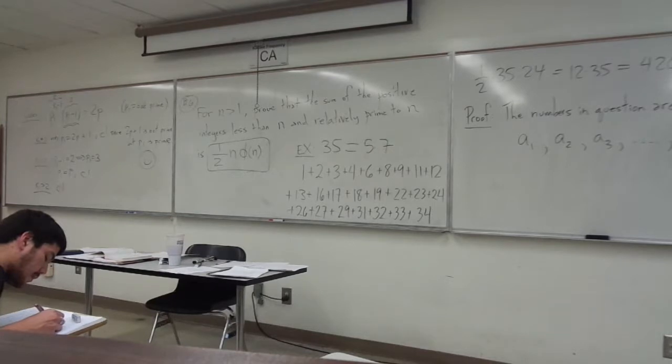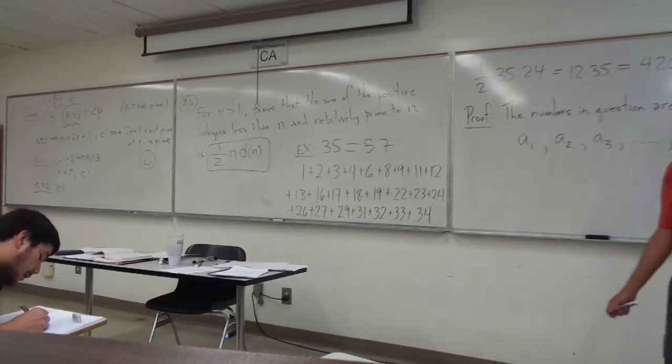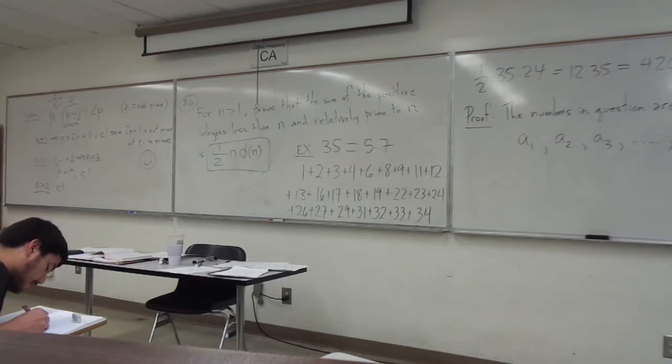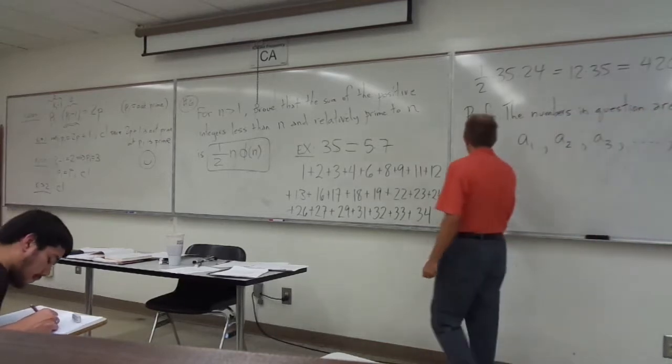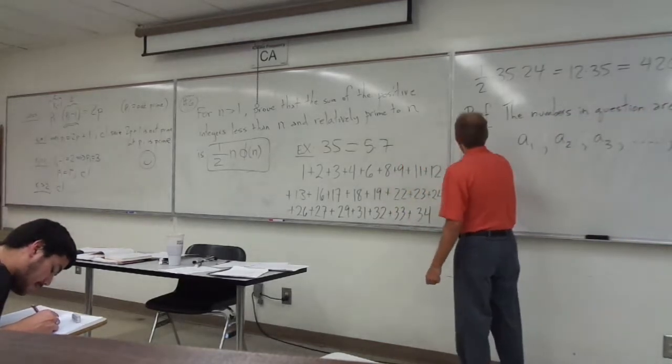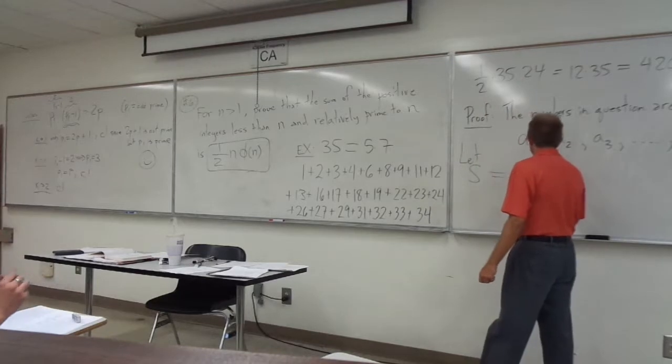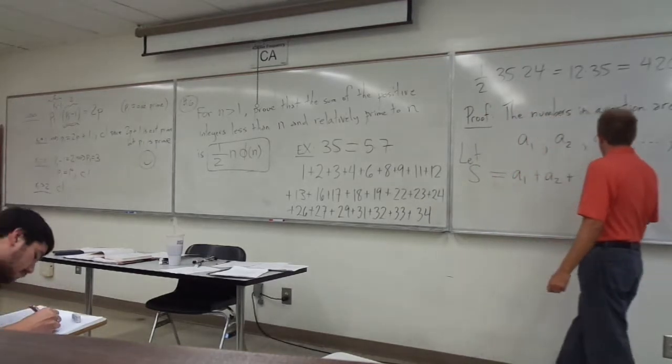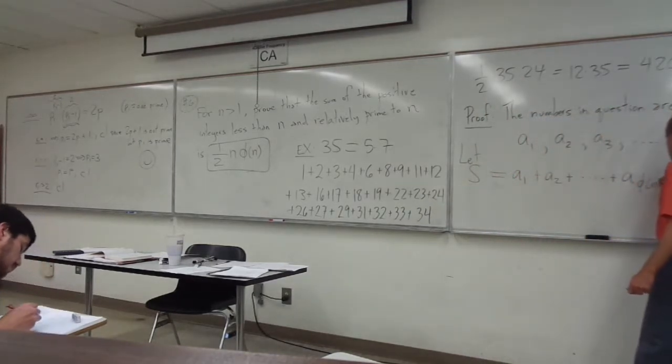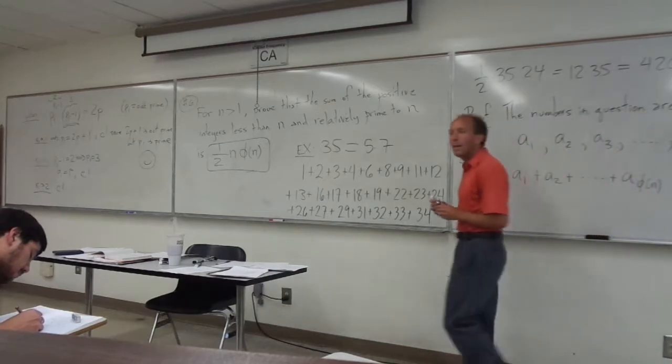It's just saying if you add up all of the numbers that are relatively prime to n, you're always going to get half of n times phi of n. I don't know what we get for sure, but let's just give it a name. Let's let S be the sum of those numbers.